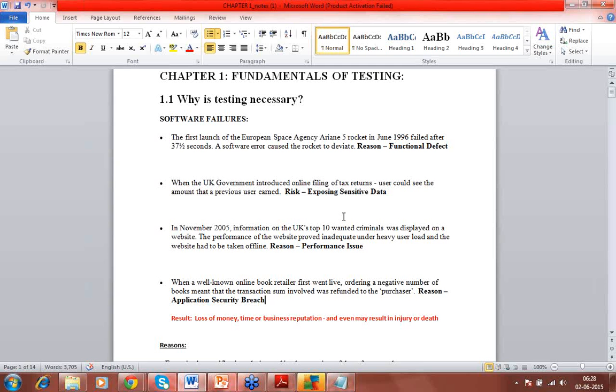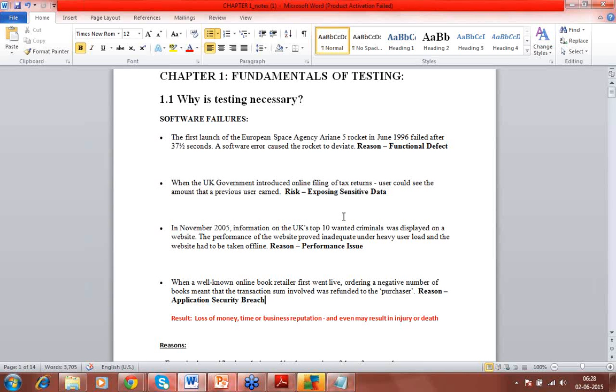And the other example, a security-related one, is that a well-known online book retailer first went live ordering a negative number of books. Basically, it means that the transaction sum involved was refunded to the purchaser. It went into negative numbers, so somebody could order -1 quantity, -2 quantity, something like that. These are some of the examples, but as I already started with, the first one is definitely the most critical in terms of risk.